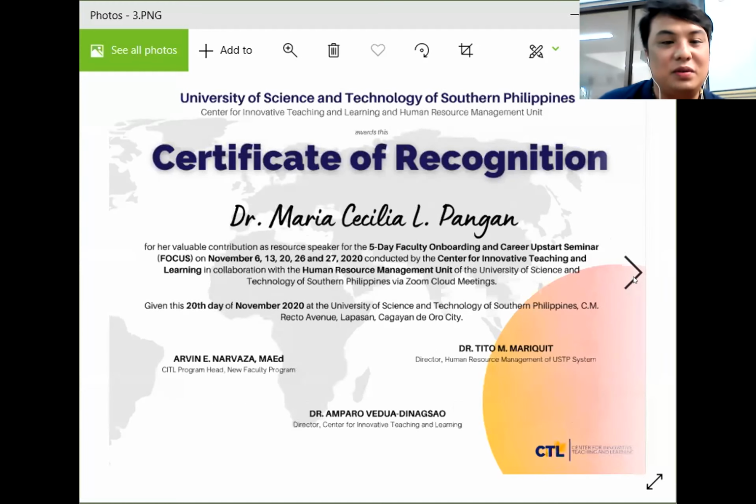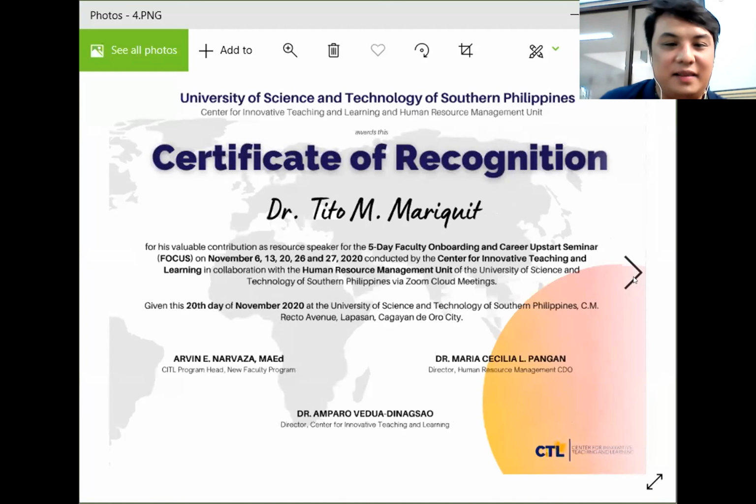The same citation goes to Dr. Maria Cecilia L. Pangan, and the same citation also goes to Dr. Tito M. Mariquit for being here with us and contributing largely into the clarification of these concerns regarding our work. And I hope that apart from that, you were also inspired by Dr. Paulma's introducing us to what should be our culture in USTP as we go through the processes of our system.